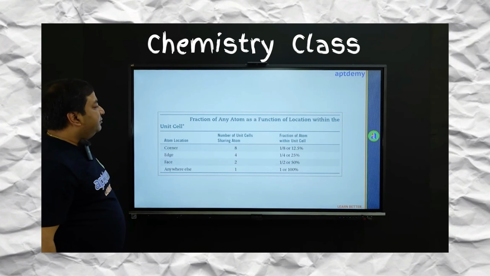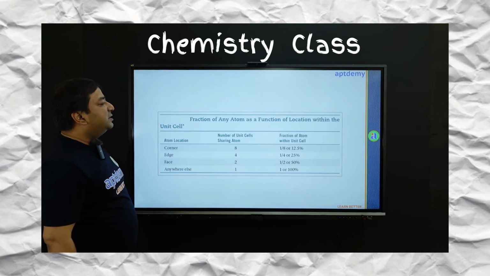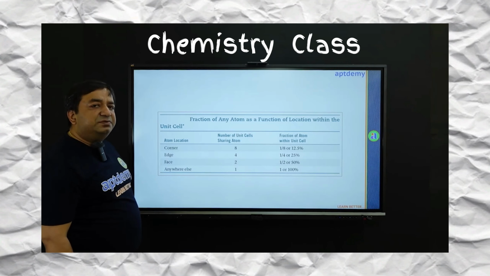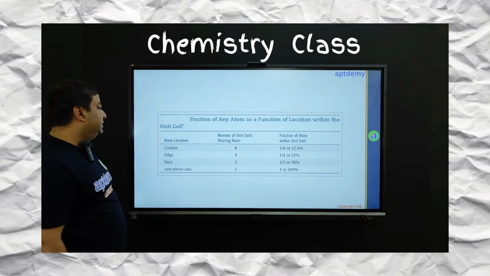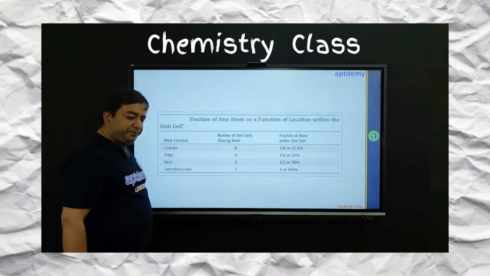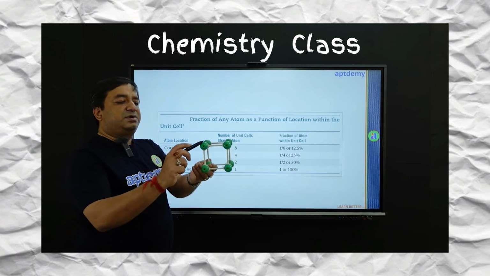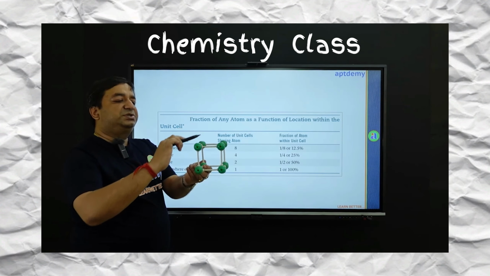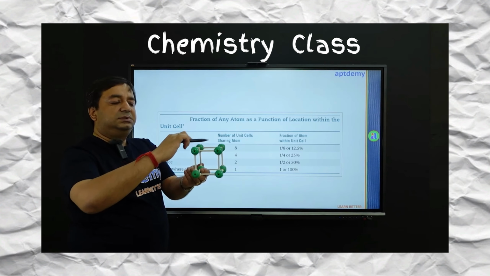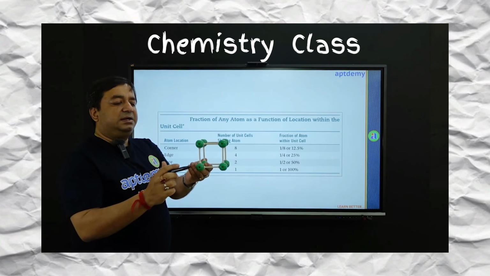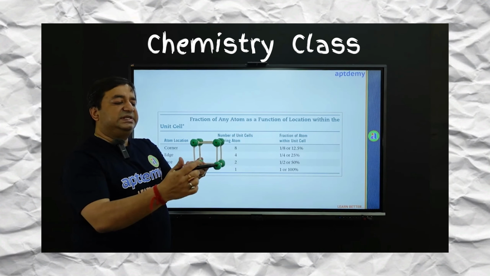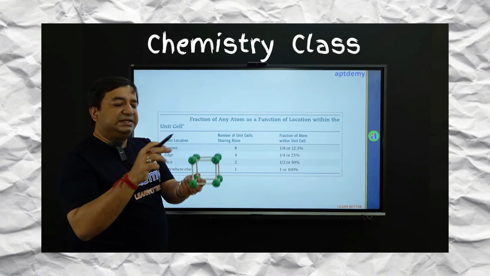In this slide, we will be considering the fraction of any atom as a function of location within the unit cell. So, again let us take the model. If it is a corner, for a cube we can see there are 8 such corners, 4 like this, and this is the 5th, 6th, 7th and this is the 8th, okay.